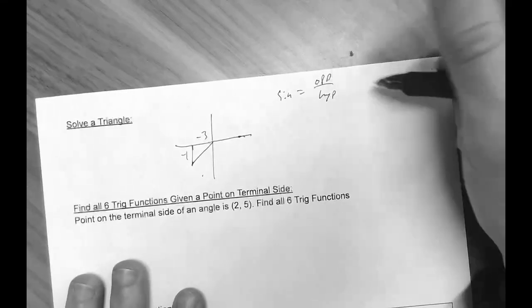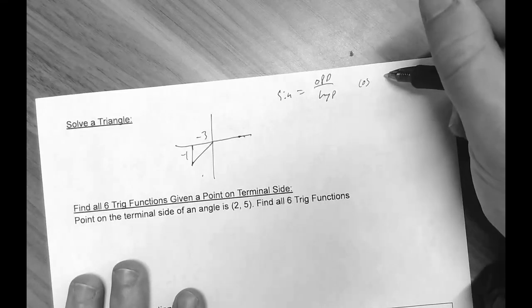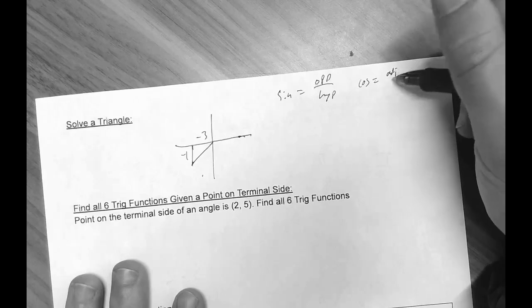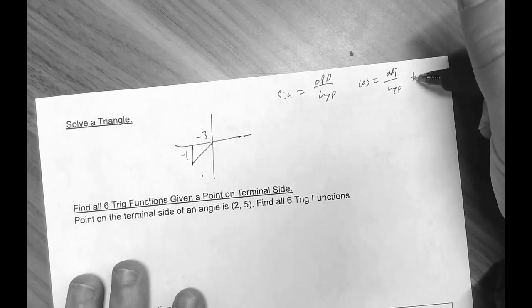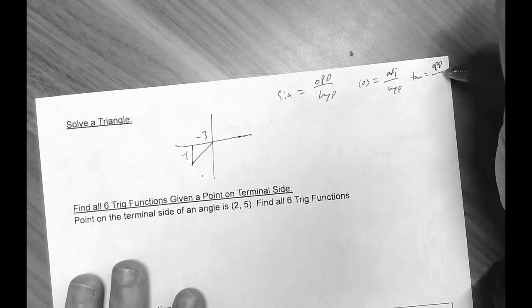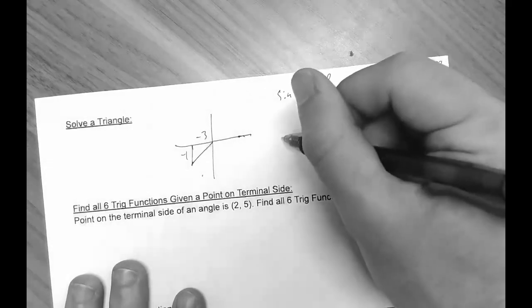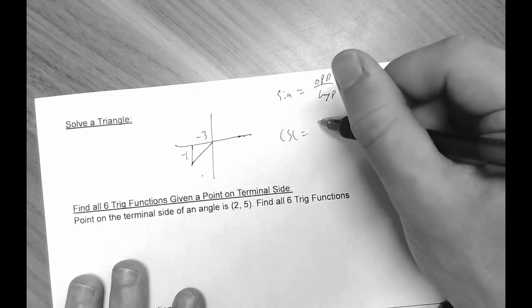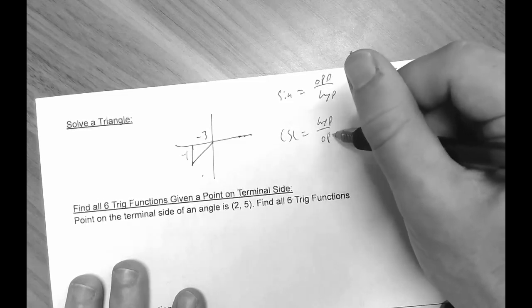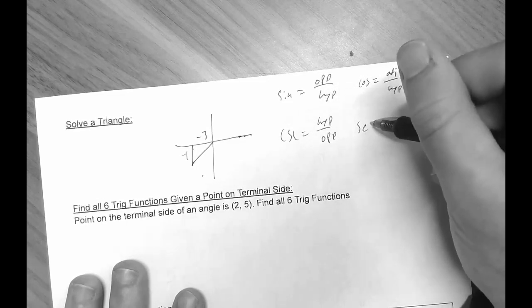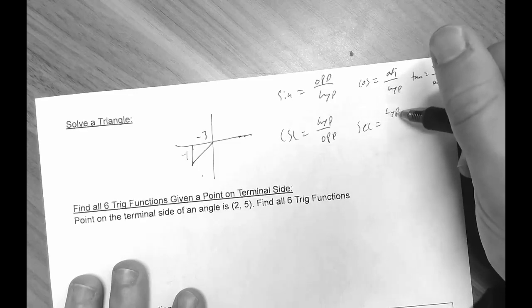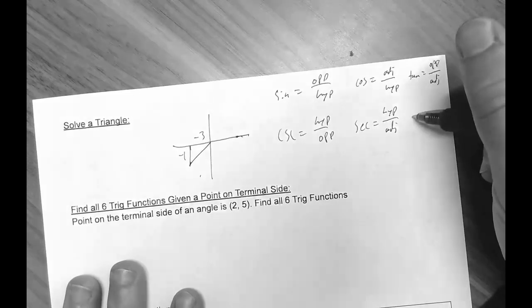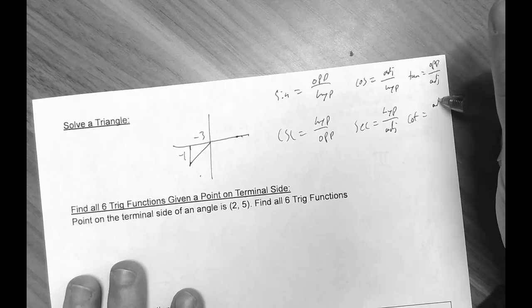So we have sine, opposite over hypotenuse. We have cosine, which is adjacent over hypotenuse. We have tan, which is opposite over adjacent. We have cosecant, which is hypotenuse over opposite. We have secant, which is hypotenuse over adjacent. And then we have cotangent, which is adjacent over opposite.